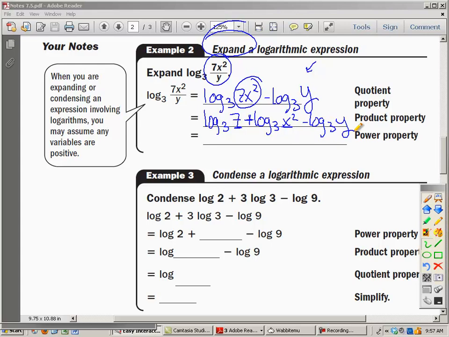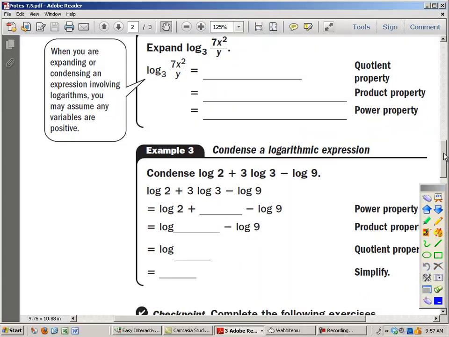All right? Now the last part of this is still log base 3 of 7. That doesn't simplify. Now, because this is x squared, we can pull that squared out in front. It becomes 2 times log base 3 of x minus log base 3 of y. Now again, that's a much longer expression than what we had to begin with, but that's okay. The purpose of this was to expand.